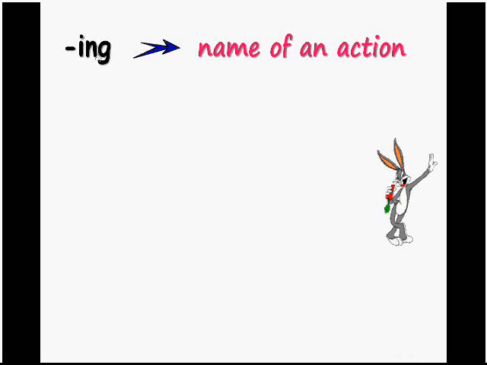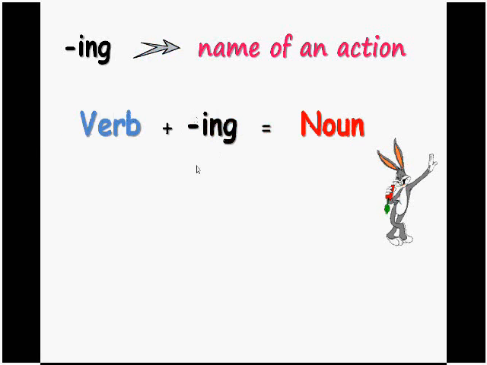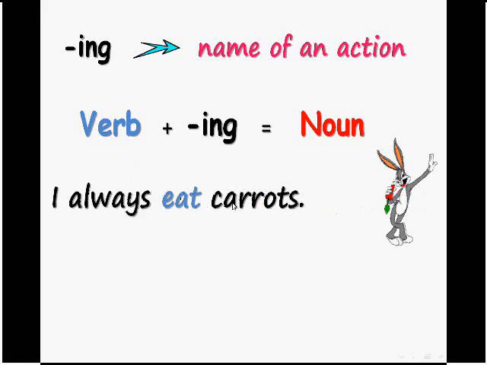ing. Again, it is the name of an action, or some grammarians call it gerunds, okay? They call it name of an action. And when you add ing as a suffix to a verb, you change it into a noun, okay? So again, this noun, we call it gerunds. Like, I always eat carrots, and as you can see, the illustration shows that this rabbit eats carrots, okay?